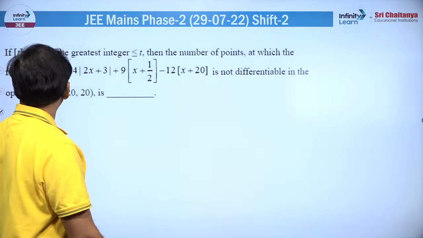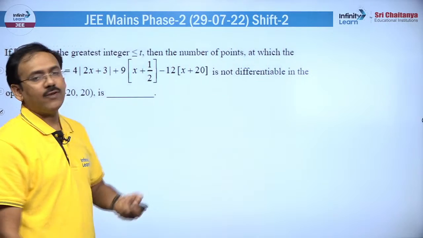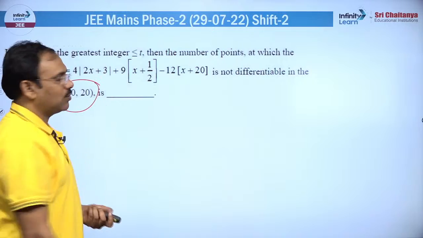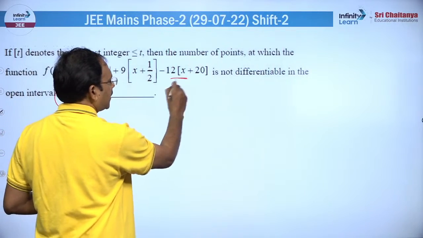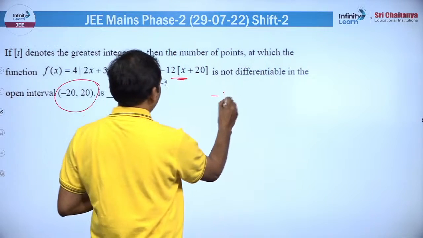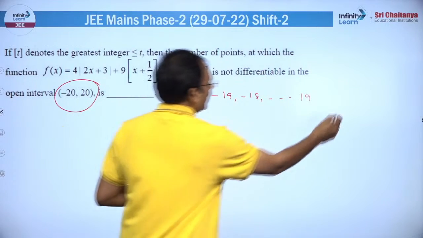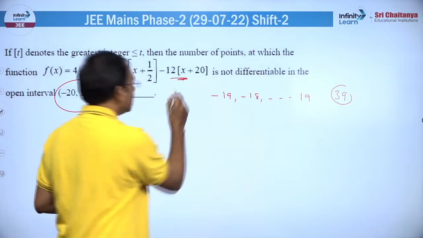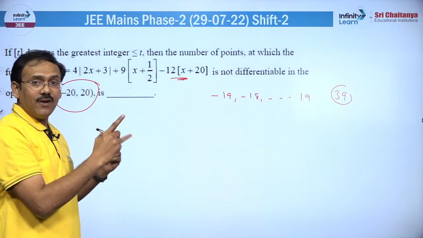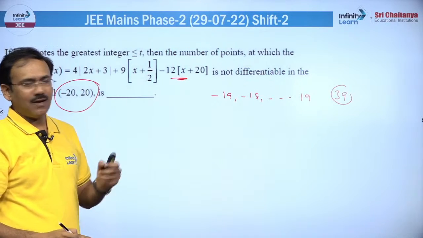The next one: step t denotes the greatest integer function, and we need the number of points of non-differentiability. In the interval minus 20 to 20, the step of x plus 20 will be discontinuous at every integer, say minus 19, minus 18 and so on, up to 19. There will be 39 such points where it is non-differentiable, and at all the other places it is differentiable. Differentiable plus non-differentiable is non-differentiable. So at these 39 points it is non-differentiable.